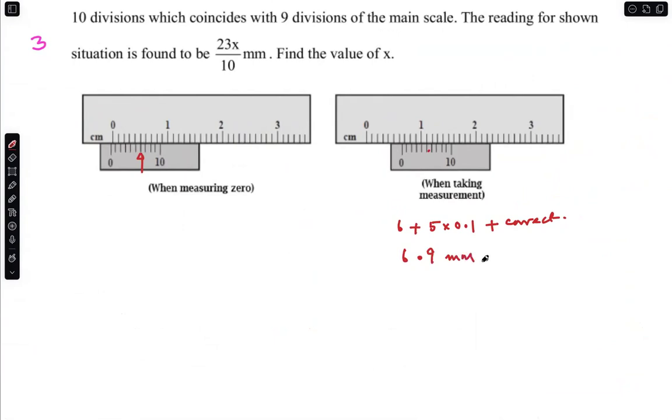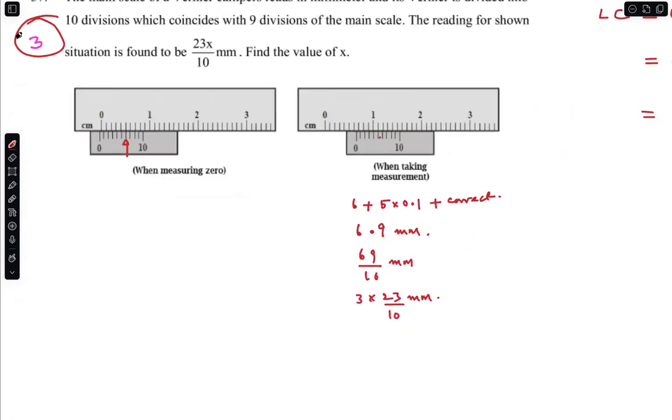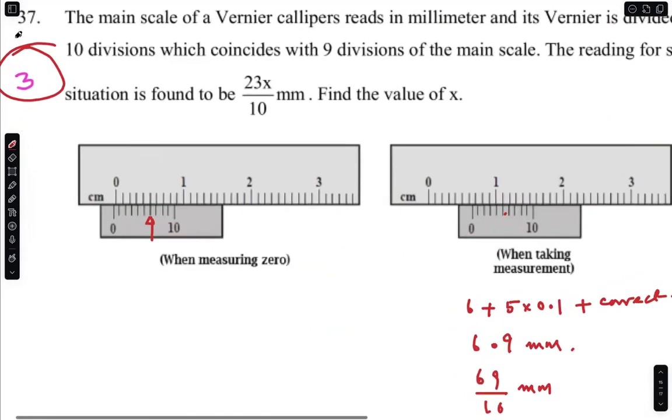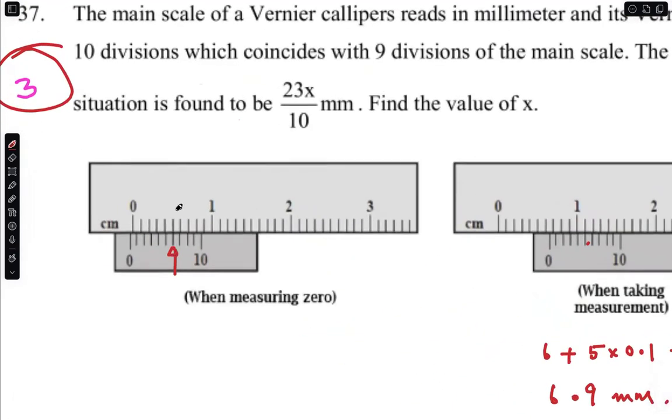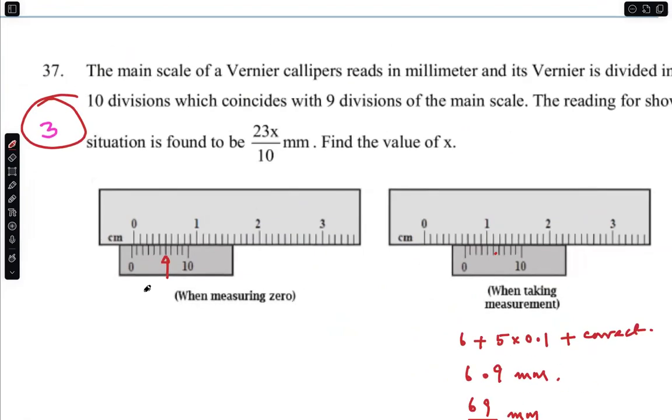6.9 mm. This can be written as 69 by 10 mm. This can be written as 3 times 23 by 10 mm. 3 is the answer. Easy. The only thing you should not be betrayed by is this part. I told you very clearly, the negative error coincidence can't be more than 5. In such a situation, if it is more than 5, you should take 1 minus that as the correction. Right.